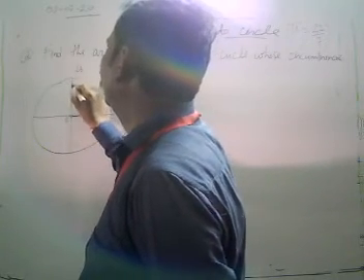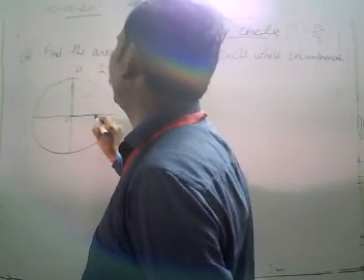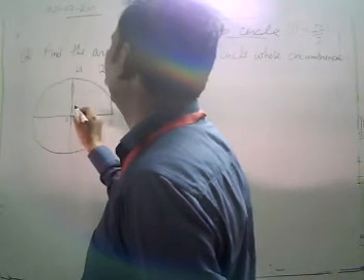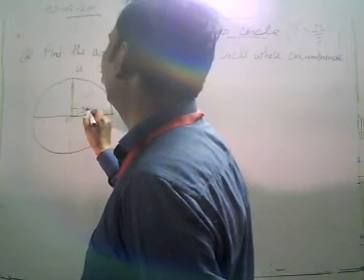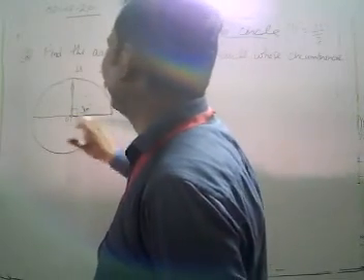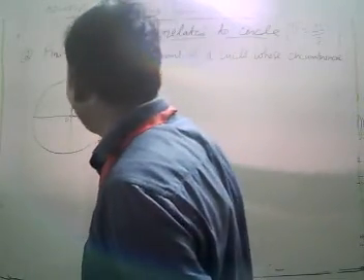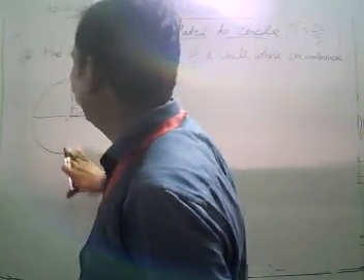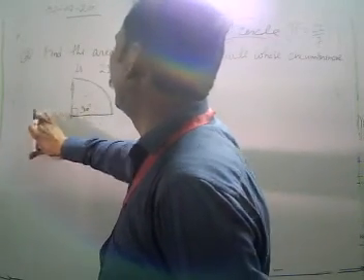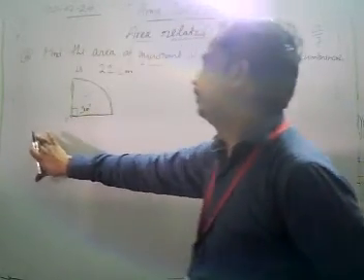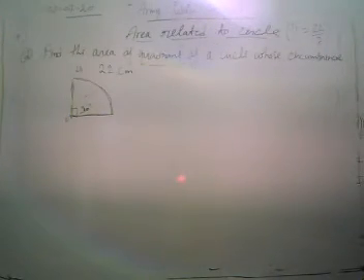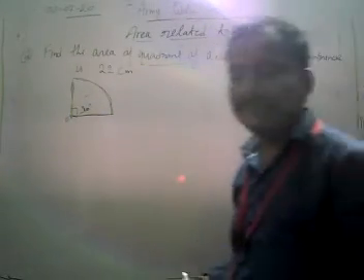What is quadrant? In other words, you can also say it is a sector of circle with sector angle 90 degree. This is our one part, just taking one part. This is our quadrant of circle. Our quadrant of circle is our sector which has the sector angle 90 degree.